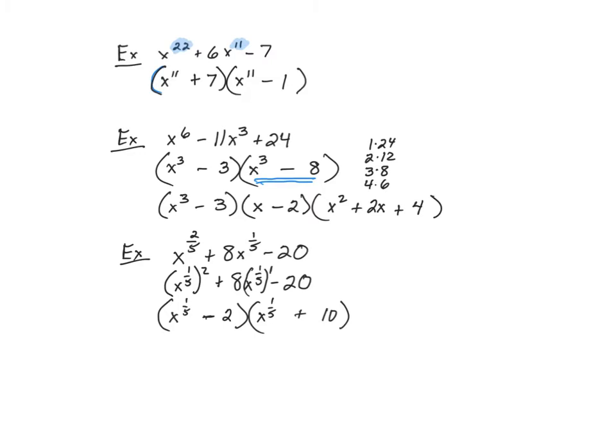Let's do another one. Also not a polynomial. So our next example will look like this: x to the negative 2 minus 2x to the negative 1 minus 15. Notice it's not a polynomial because we have negative exponents, but we can still factor it using our regular strategies.